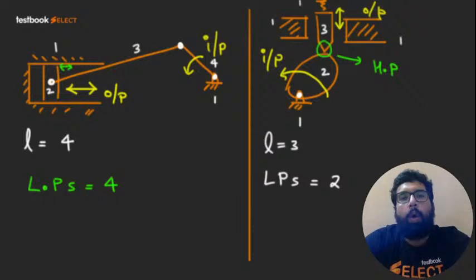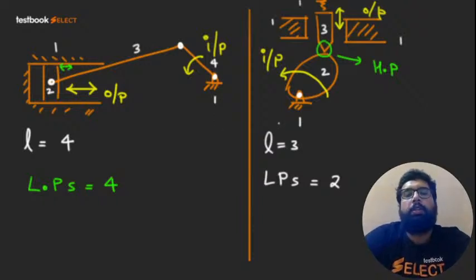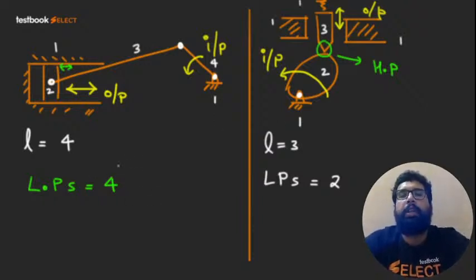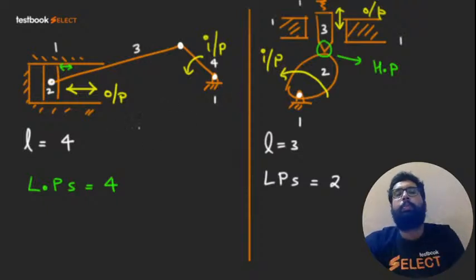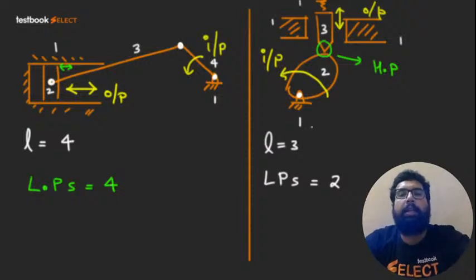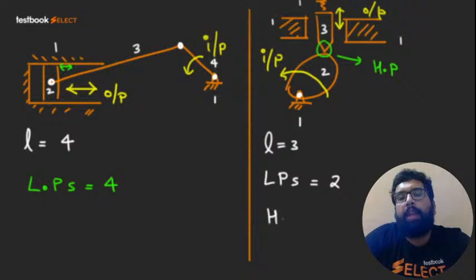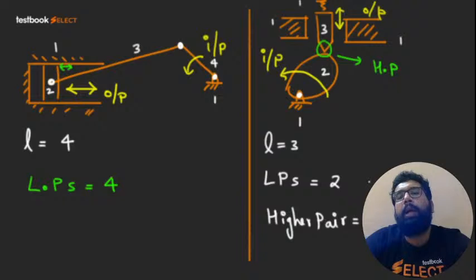Now the things which are in front of us, we can say here in this first figure, for changing rotation to reciprocation, we require 4 lower pairs. But in the second system, for changing rotation to reciprocation, we require only 2 lower pairs and 1 higher pair, because we can see a higher pair there.